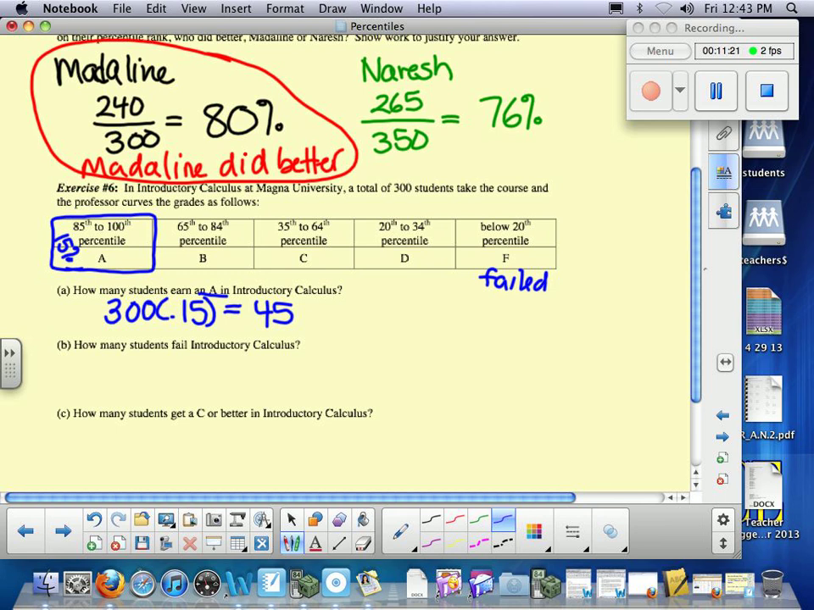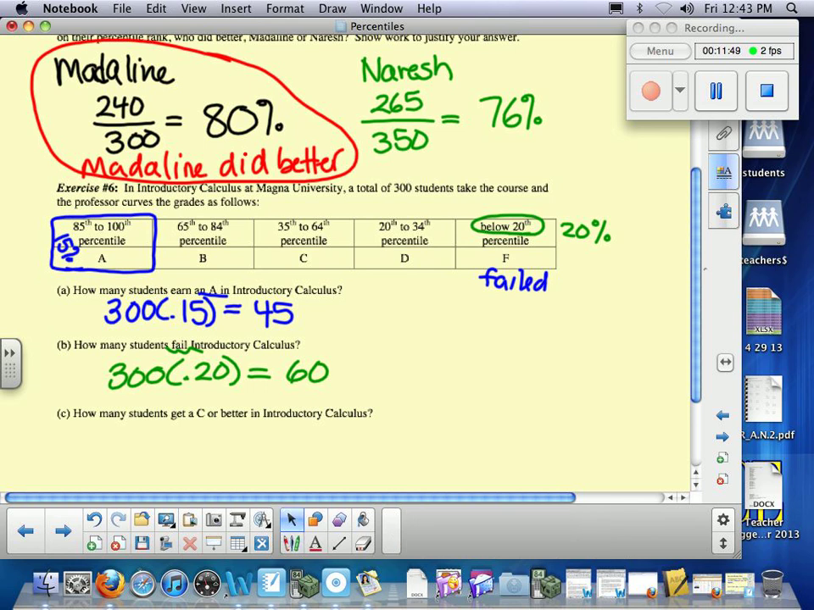All right, on the flip side, how many students are going to fail? What's the percent here? So how many kids are failing this professor's course? 60. That sucks. Hopefully you're not in that group, right? Where are we getting that from? From here and the 300 students.